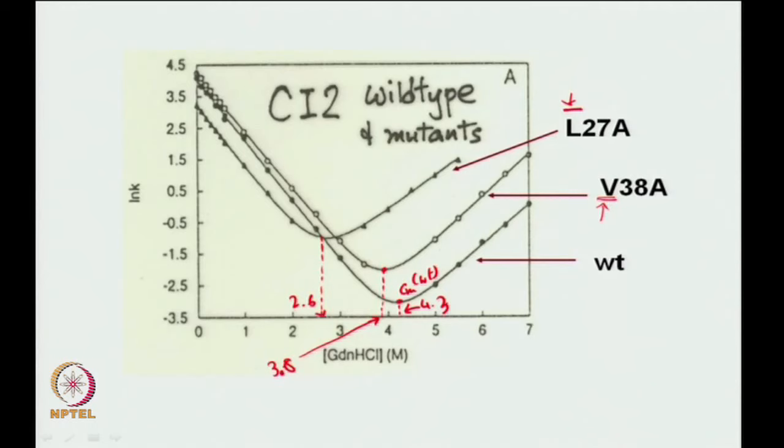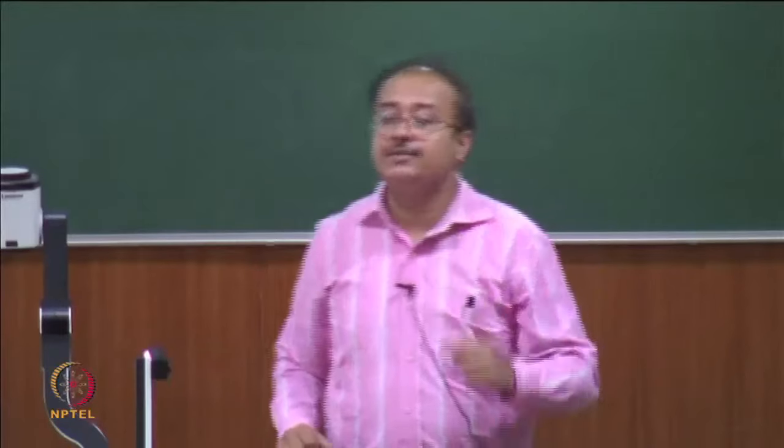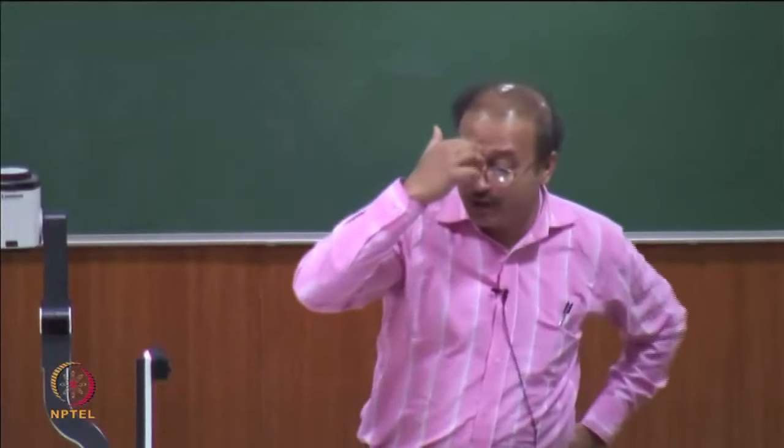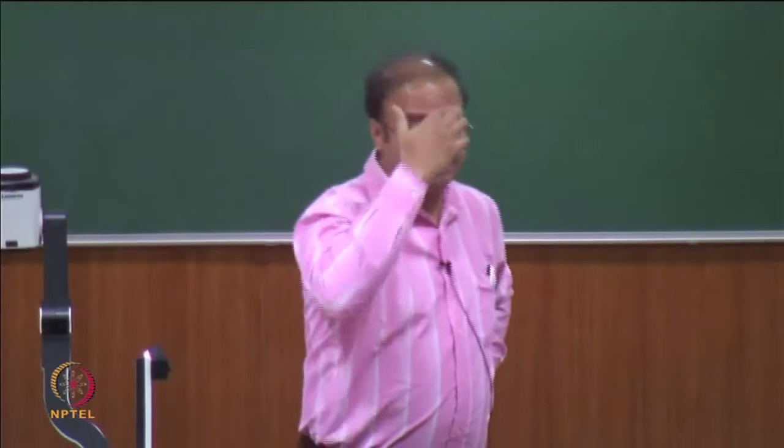It is more destabilized, right? Straight away you have this. So, what do you understand from this? Both these mutations are destabilizing in nature. Now, if they are destabilizing in nature, tell me what happens. What do you mean by if they are destabilizing in nature?